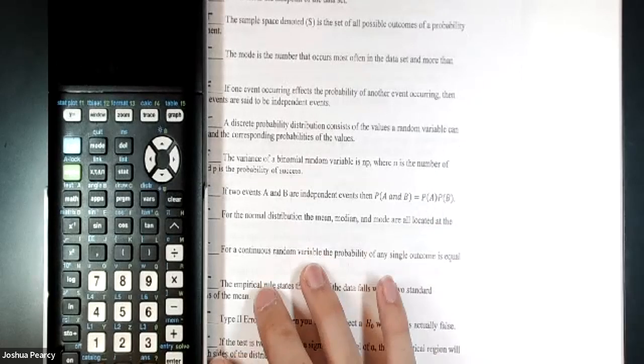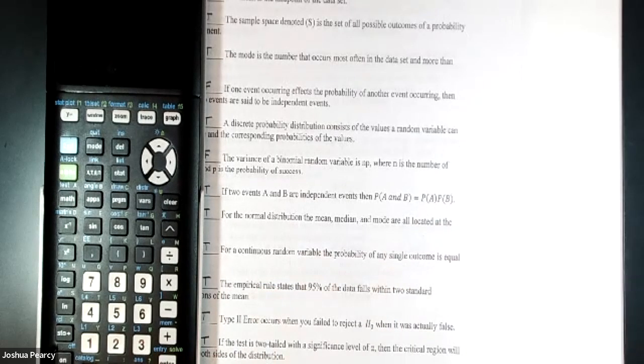The next one is just the definition of type 2 error. Type 2 error occurs when you fail to reject the null hypothesis when it's actually false.